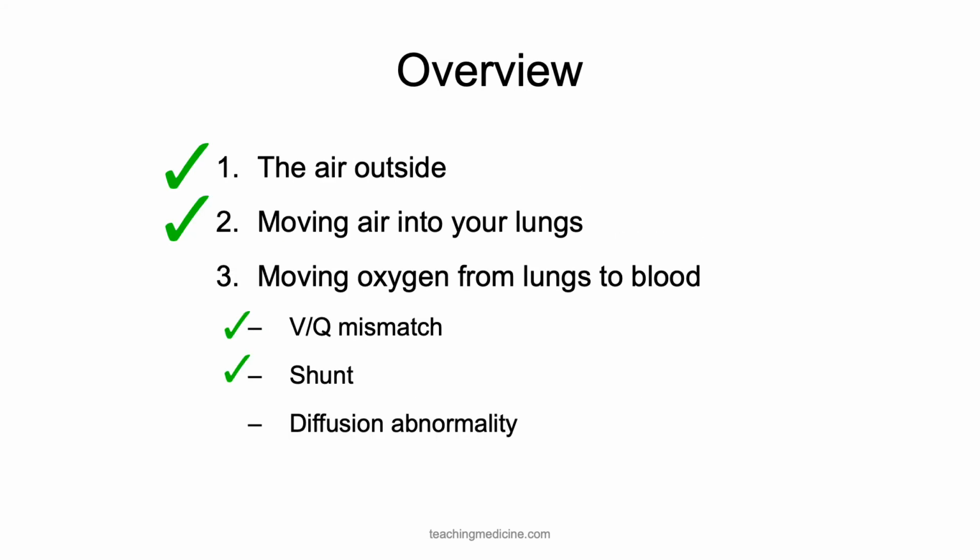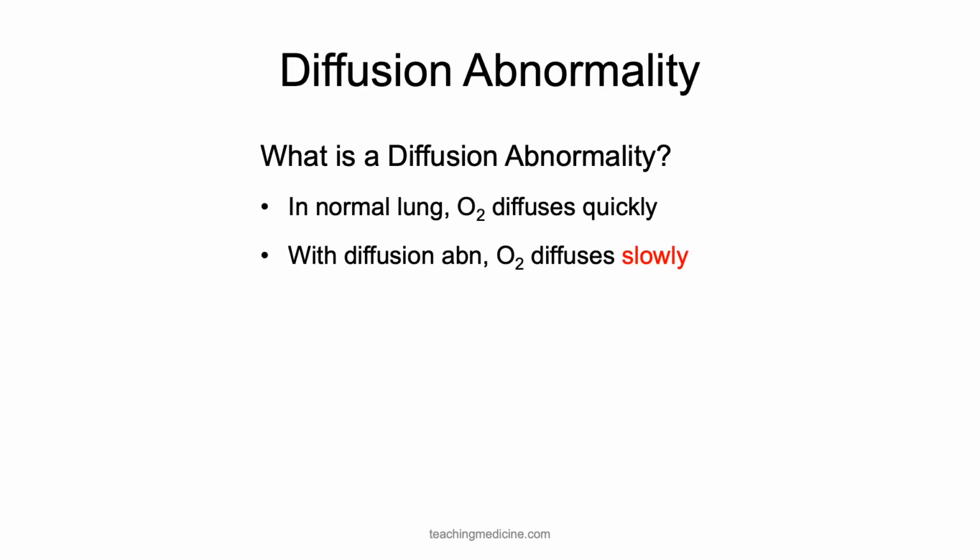So far, we have discussed 2 out of 3 mechanisms that can impair moving oxygen from the lungs to the blood. We have discussed VQ mismatch and shunt, and the next topic is going to be diffusion abnormality. What is a diffusion abnormality?